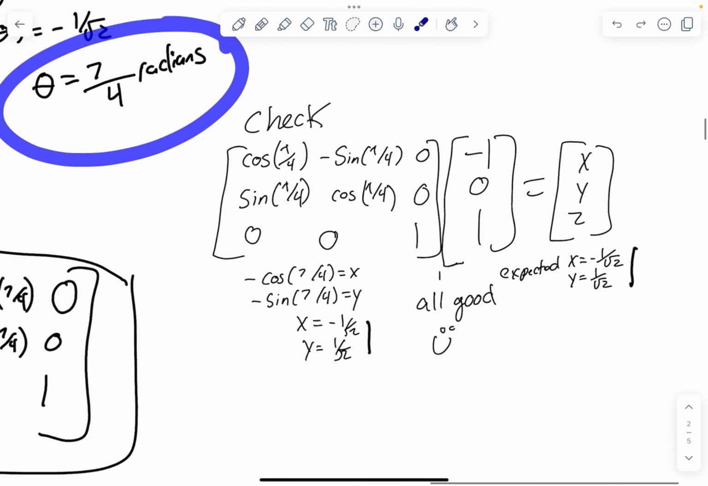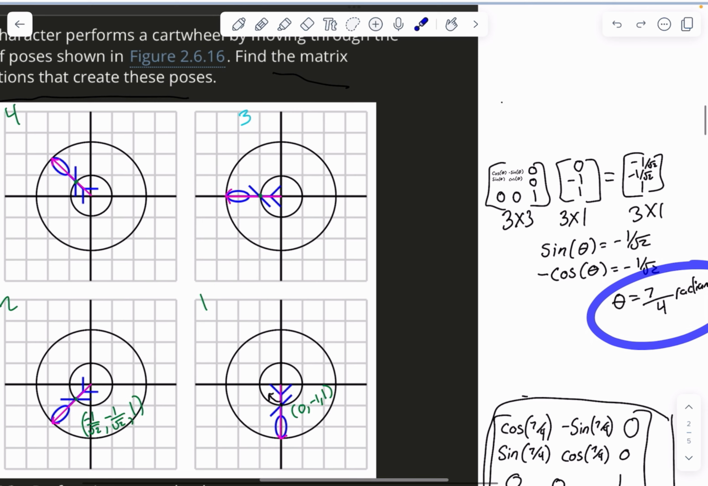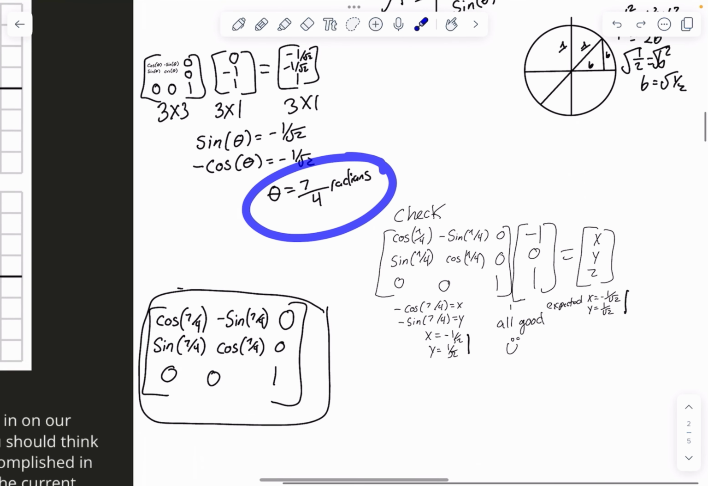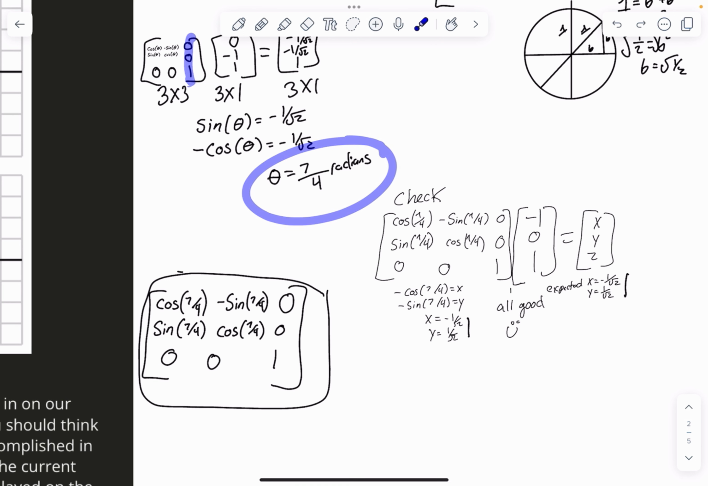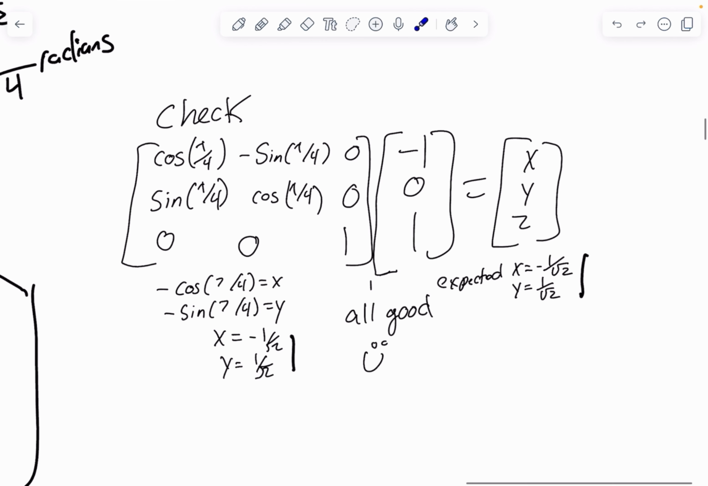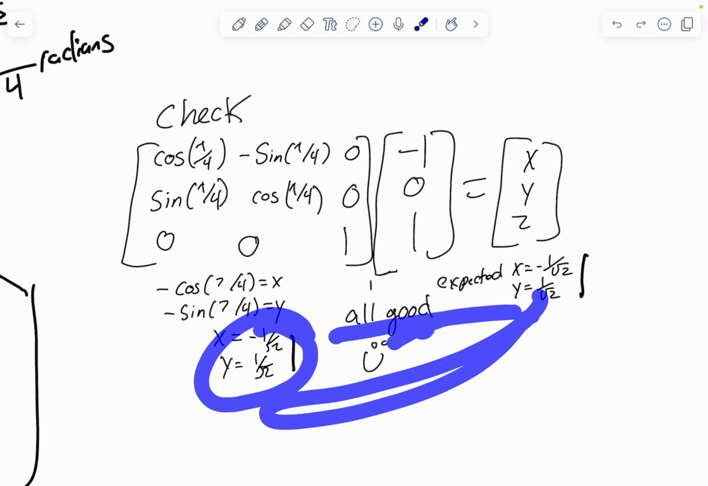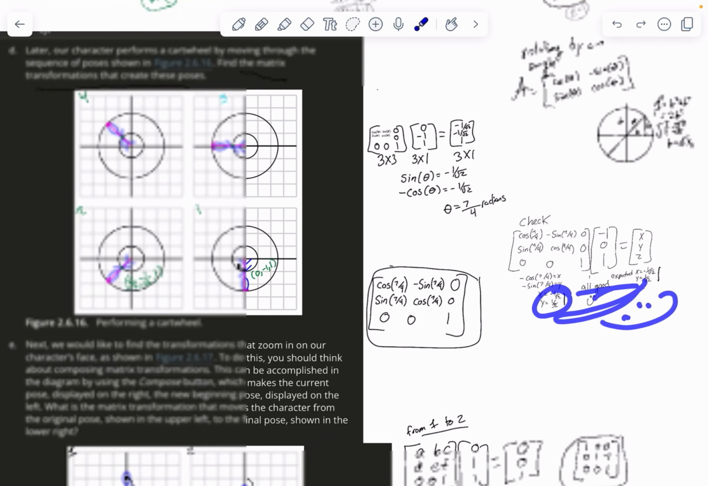Let's check my answer. So then I took the 3 and I transformed it into the 4 to see if that would work, just to double check my answer, because that was my guesstimate, where I concluded it logically instead of doing algebra. So then I did my little check, and I got all good, because these were my expected values of X and Y, and I got these, and that's the same. So all good, smiley faces, I'm happy.